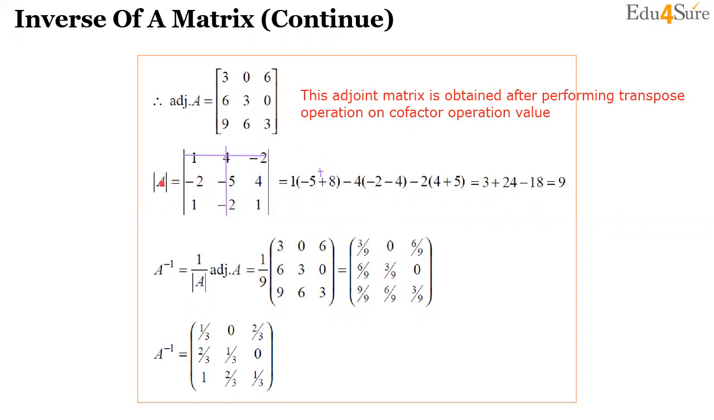So this is your determinant process. This is the way of finding the determinant, which I have already explained in my previous lecture. This is the adjoint A, and this is the formula for calculating the inverse of a matrix.